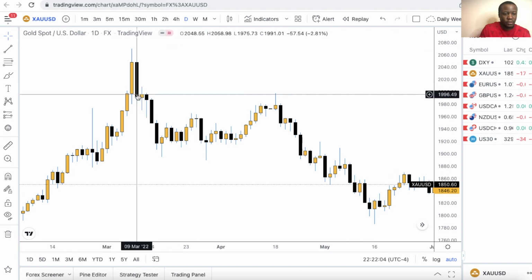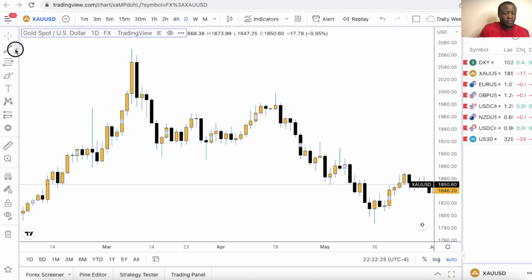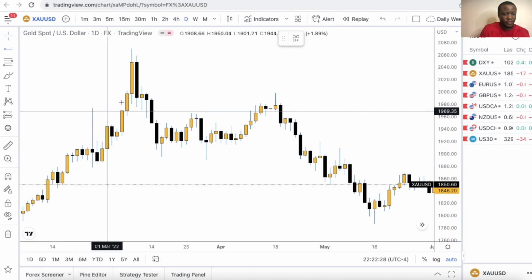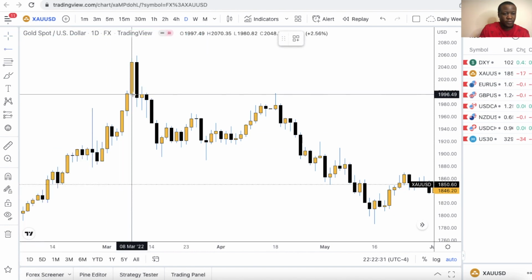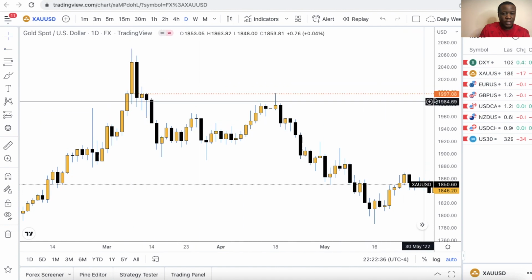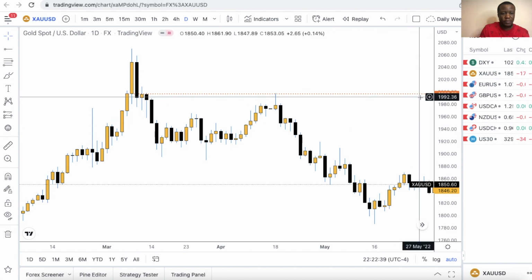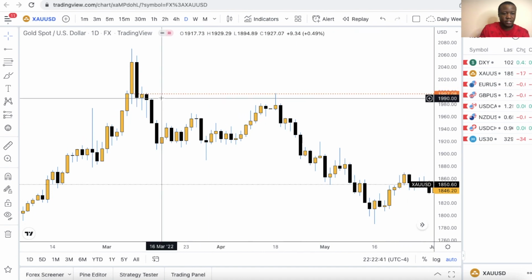So right here we have the opening, and look at the screen. It says 1997.49. That is the opening. And if you look to the right side of the screen as well, I can just mark it off so you guys can see it. You have it right here as well. So that would be the opening price right there.